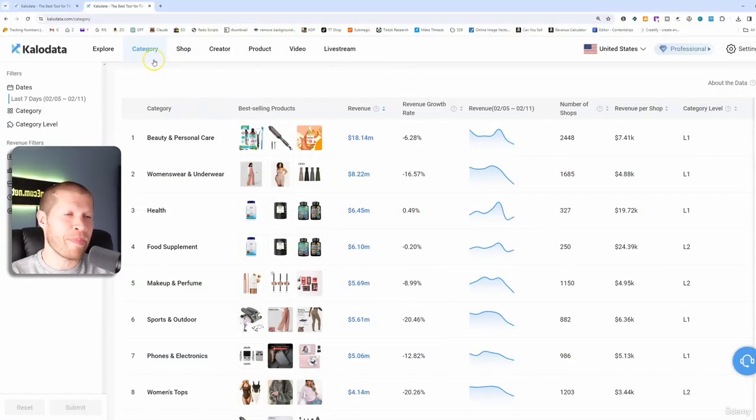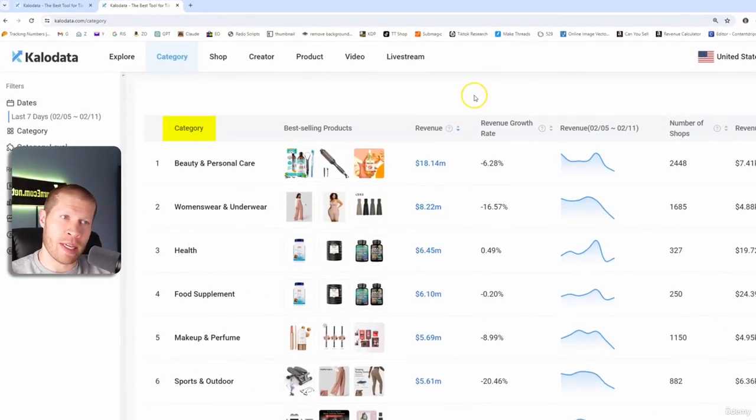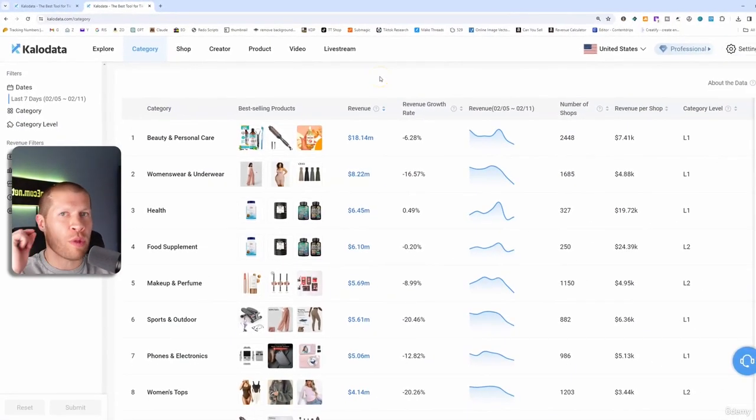So the first way is just look through the categories, right? If you're just starting on TikTok Shop and you're not sure what you should build your shop or your page around, one of the best things to do is explore the categories in the beginning, right? Not what you think is out there, right? Not the opportunity that you perceive or think is cool. What's actually selling and what's doing the best.